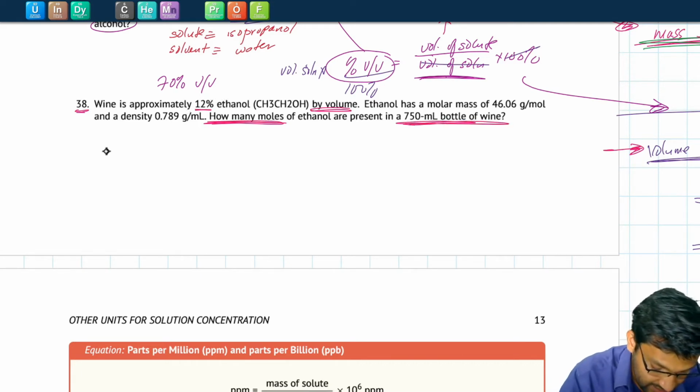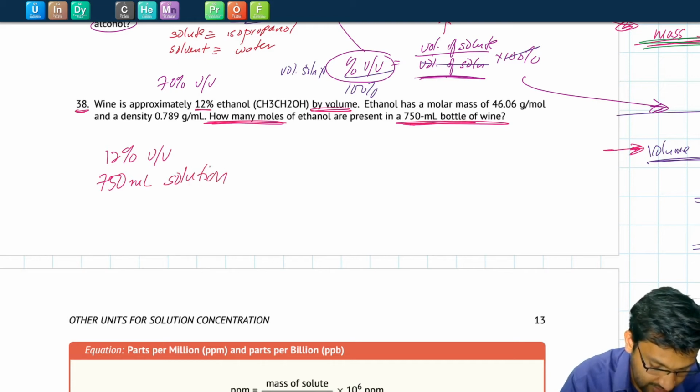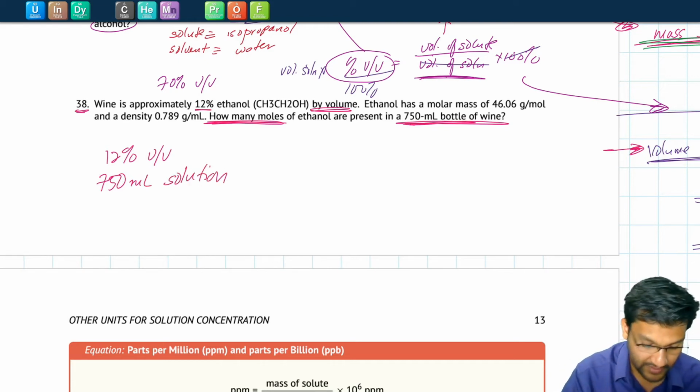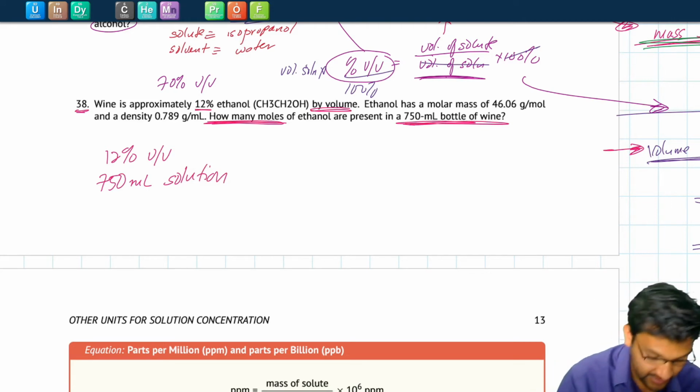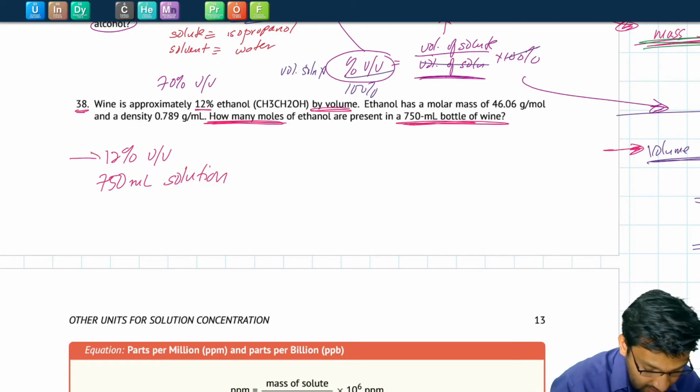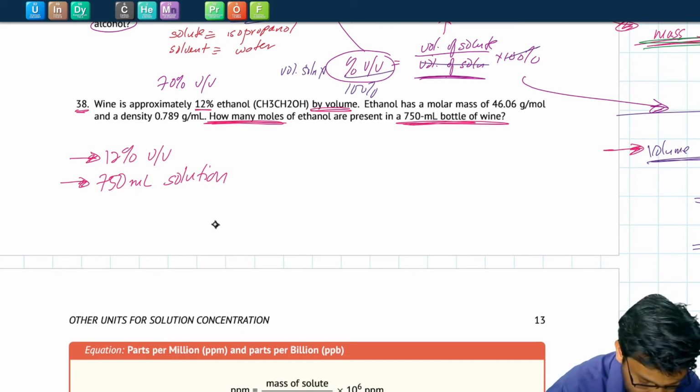So we have the percent, 12% volume. We have a 750 milliliter solution, right? That's the total bottle of wine. It's a solvent and solute mixed together. It's a solution. So if we have the concentration and the volume of solution, we could find the volume of solute. So let's do that.